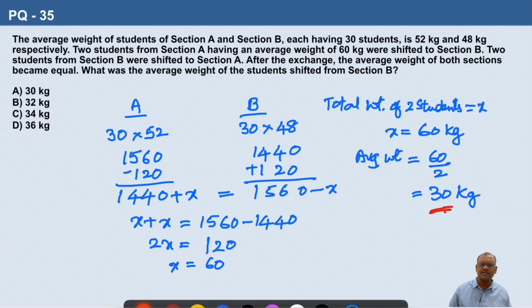who moved from section B to section A. So this is the correct answer. Option A is the right answer.